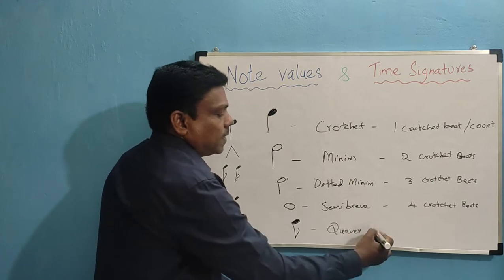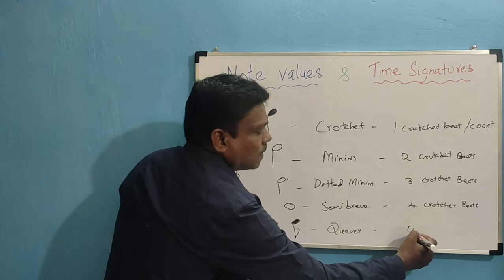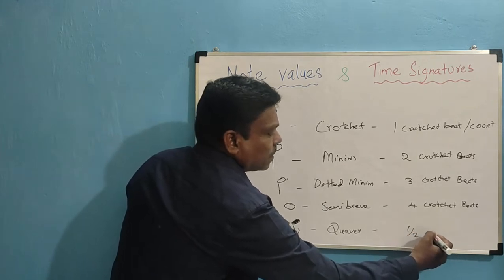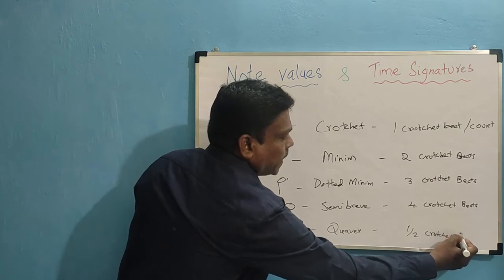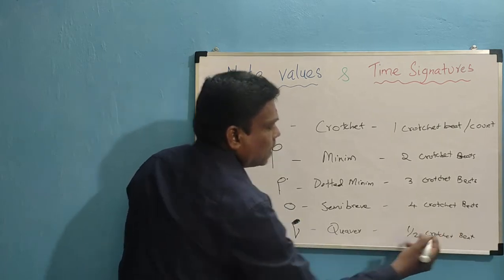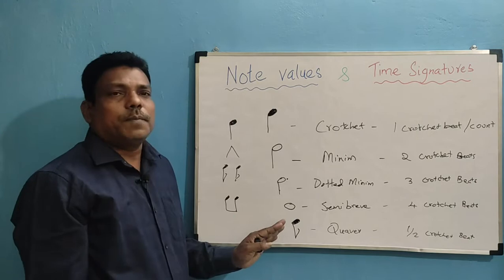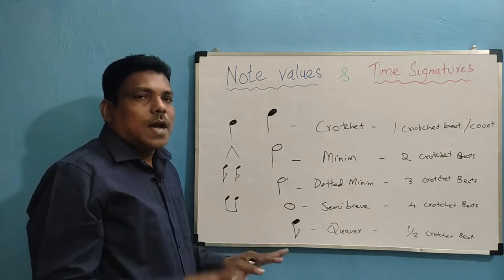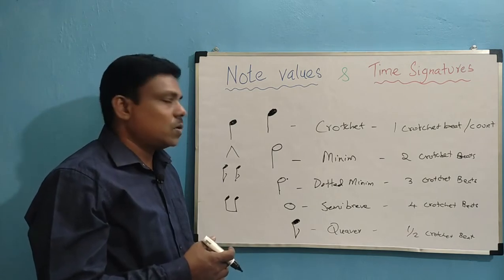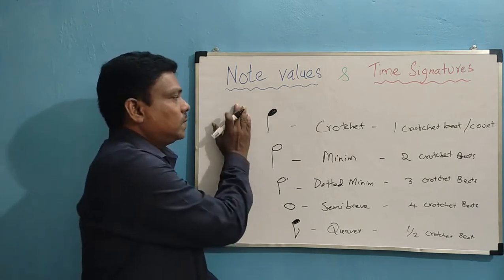Quaver, and its value is half a crotchet beat or half count. These are the basic note values which you have to learn to start the beginner lessons. You got it? I'll explain one more time.